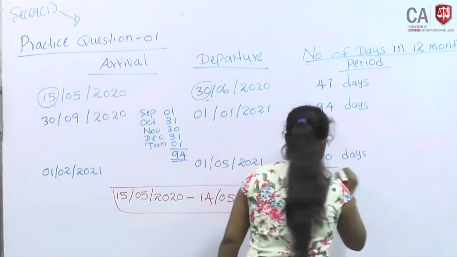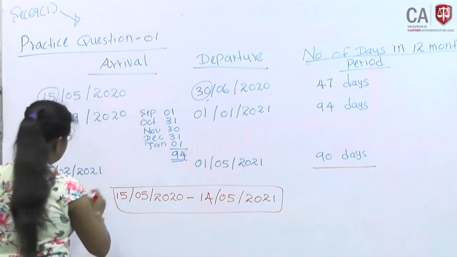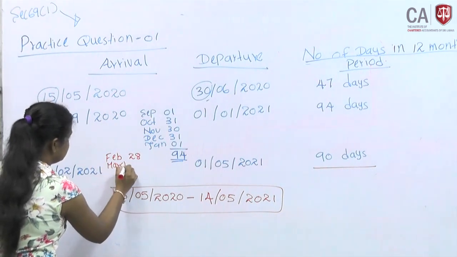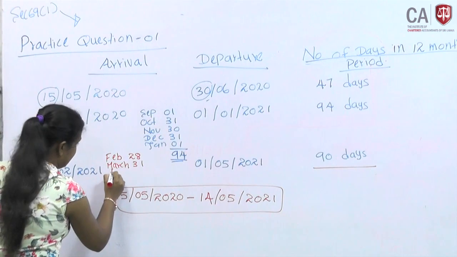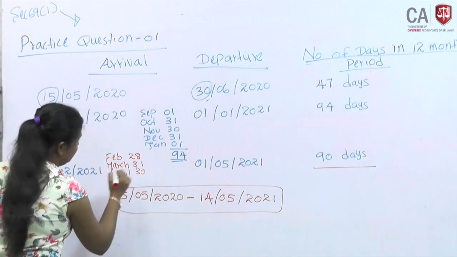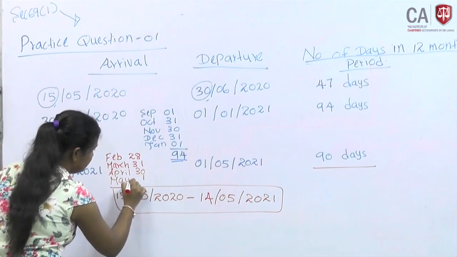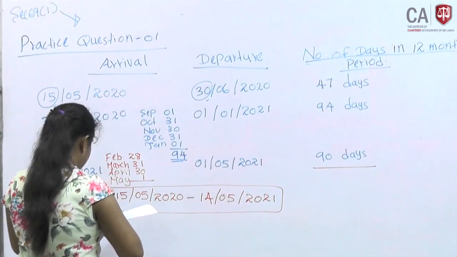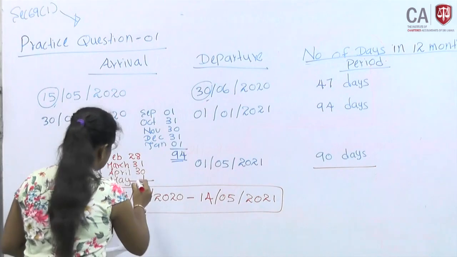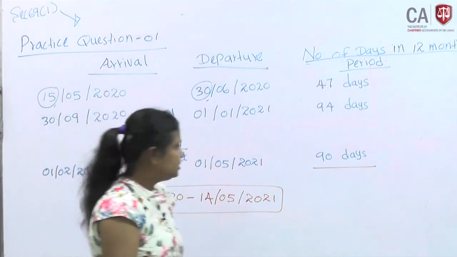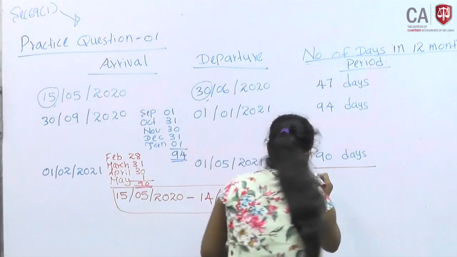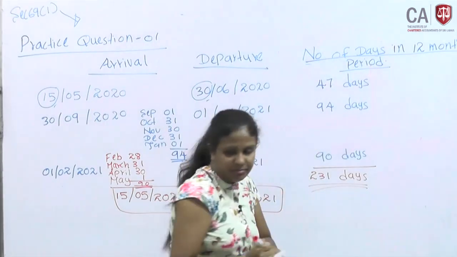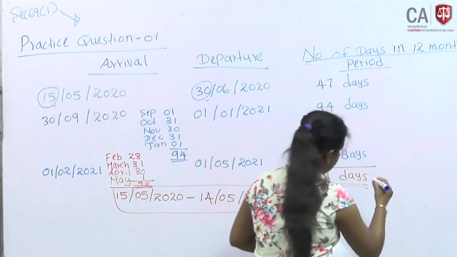Okay, in that, for February, 28 days, March 31, April 30, May it's only one day he stays in Sri Lanka. Here it is 90 days, that's how it's computed. Altogether 231 days. Now you have to apply the quantitative test. It is what?